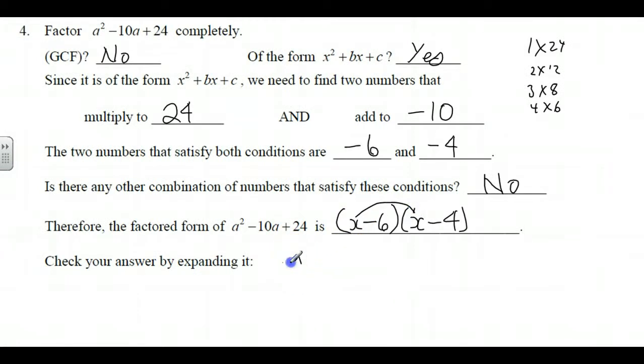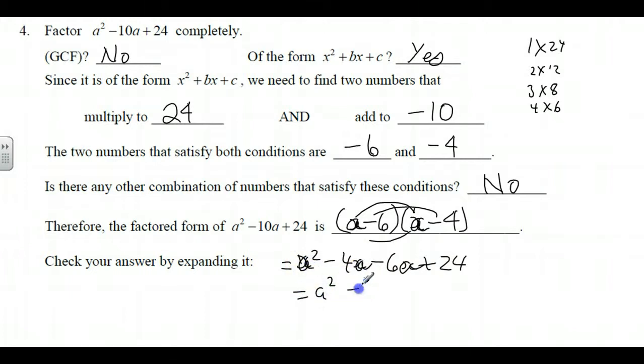So FOIL, four products, so that's equal to x squared, outer, minus 4x, inner, minus 6x, and last, plus, notice, negative times negative gives you plus 24. So that plus 24 can be the product of two positive numbers or two negative numbers, but the middle term tells us that it has to be negative. Oh wait, these are all A's. So A squared minus 10A plus 24, and really it is vital that every time you factor, you check, okay?